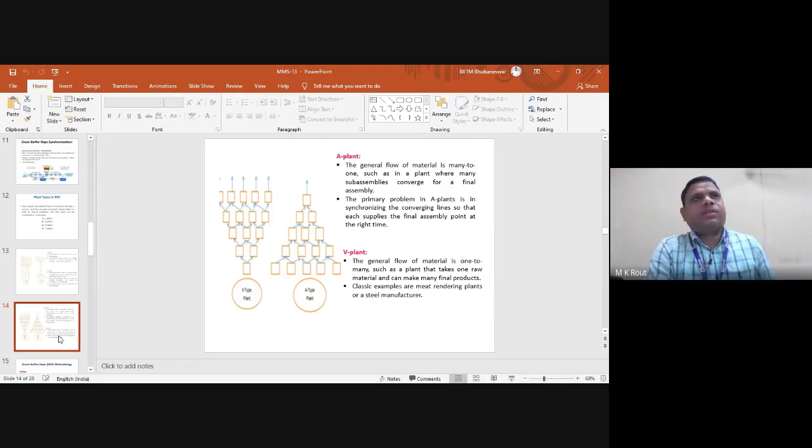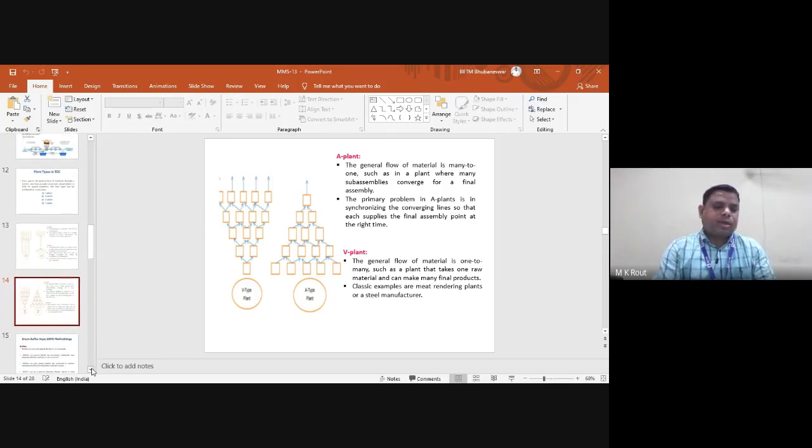The next one is the V plant, where the general flow of material is one to many, such as a plant that takes one raw material and can make many final products. The best example is the plastic industry, the classic one, or the steel industry also. The classic examples are meat rendering plants or steel manufacturing. So these are the different types of plants used in the theory of constraints.